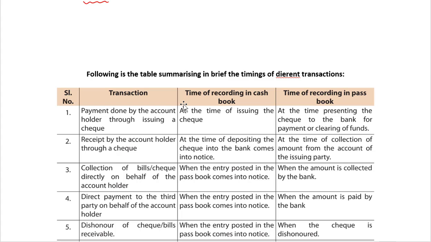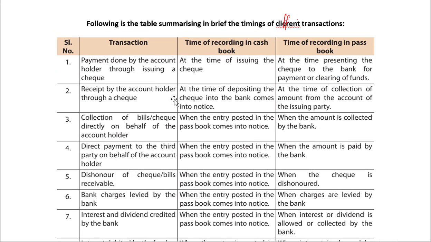Following is the table summarizing the brief timing differences. Just see it over here. Transaction number 1, payment done by the account holder through issuing a check. Time of recording in the cash book is at the time of issuing of the check. Time of recording in the passbook is at the time of presenting the check to the bank for payment or clearing the funds. So there may be a 3 to 4 days delay.